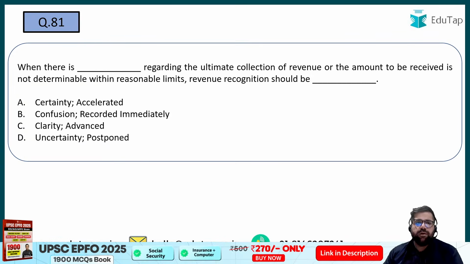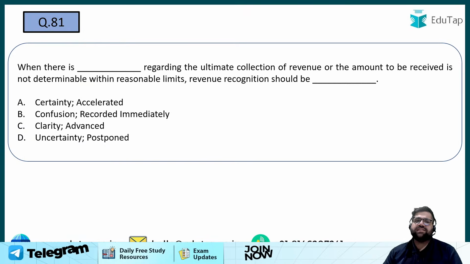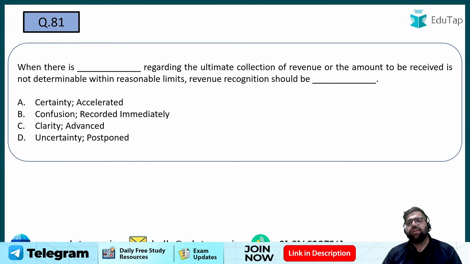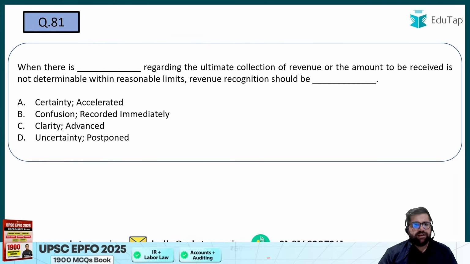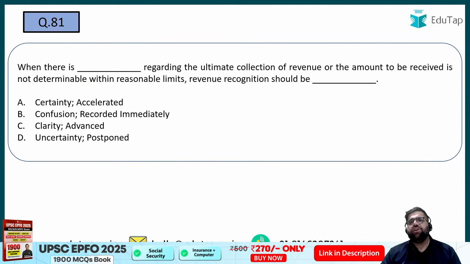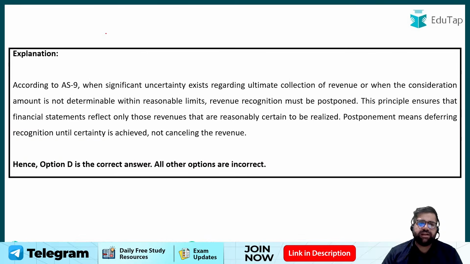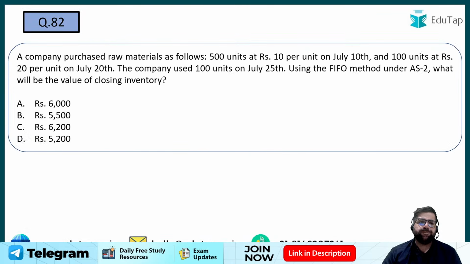बताइए. When there is a dash, when there is uncertainty, certainty, confusion or clarity. See, when there is uncertainty regarding the ultimate collection of revenue or the amount to be received, it is not determined. Then you have to postpone your revenue recognition. Therefore, my correct answer will be option number D. Very good. I was not expecting the right answers, but you have given a good one.